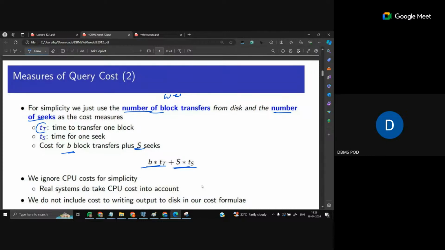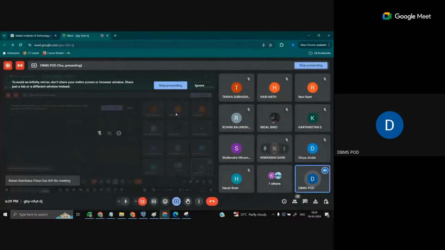So seek means, suppose this is the magnetic disk, right? So let me find the magnetic disk slide. Then after that, one second. I think it will be there. One minute.